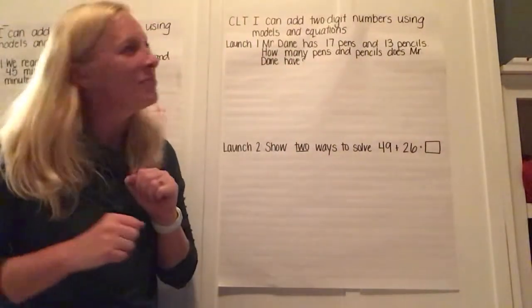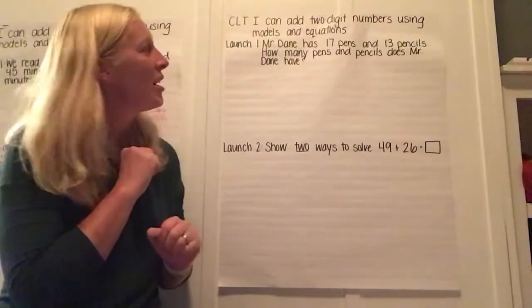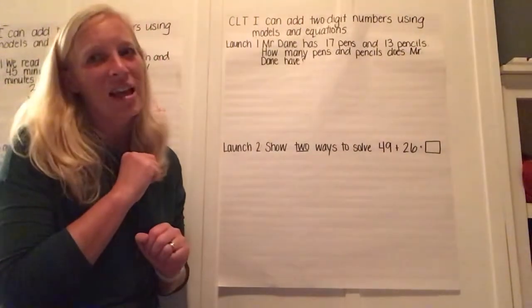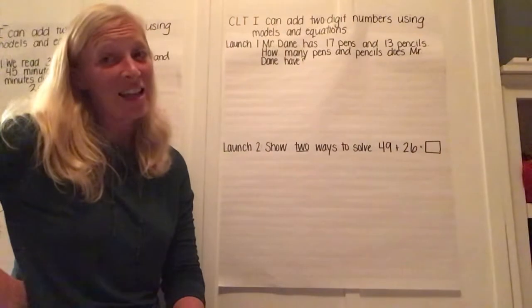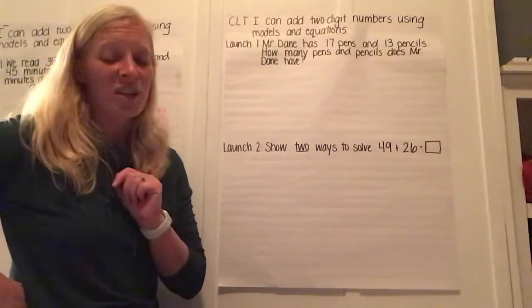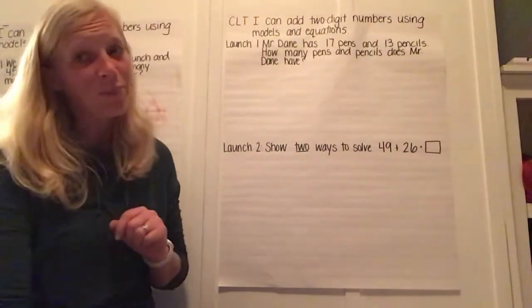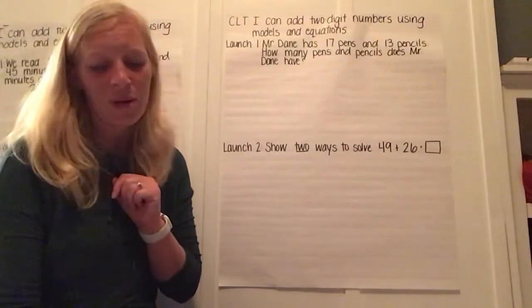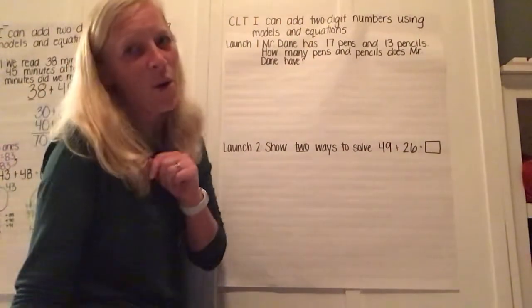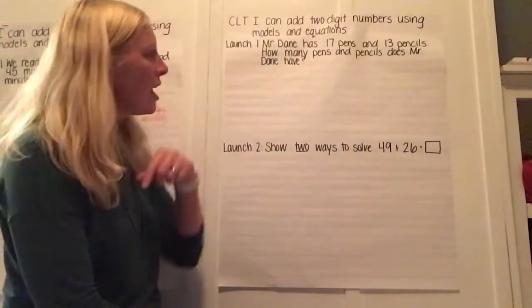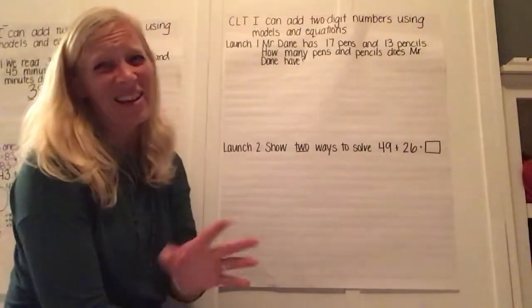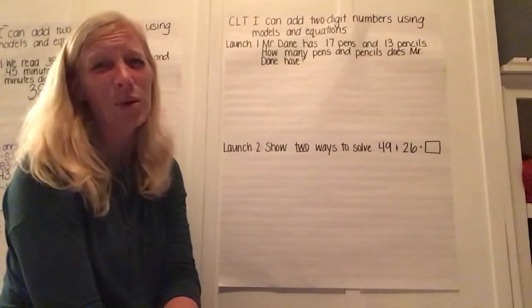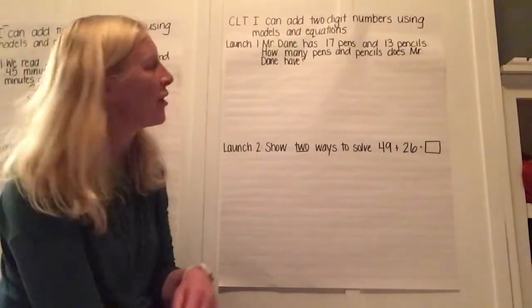I can add two-digit numbers using models and equations. We did a lot of models yesterday. We're going to continue that today, but we're going to be paying close attention to those equations. Remember, those are those number sentences that we write to match our work. Let's go ahead and get started with our first problem. These problems are made a little bit more exciting, but we're really trying to add these two numbers together.